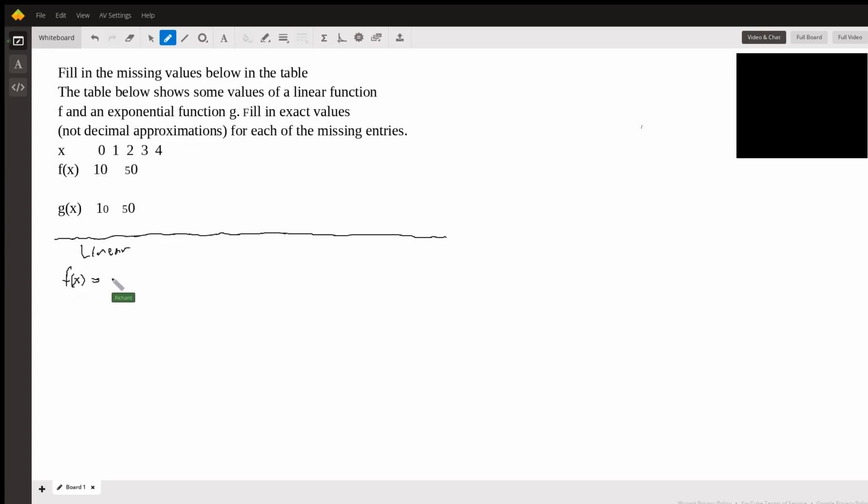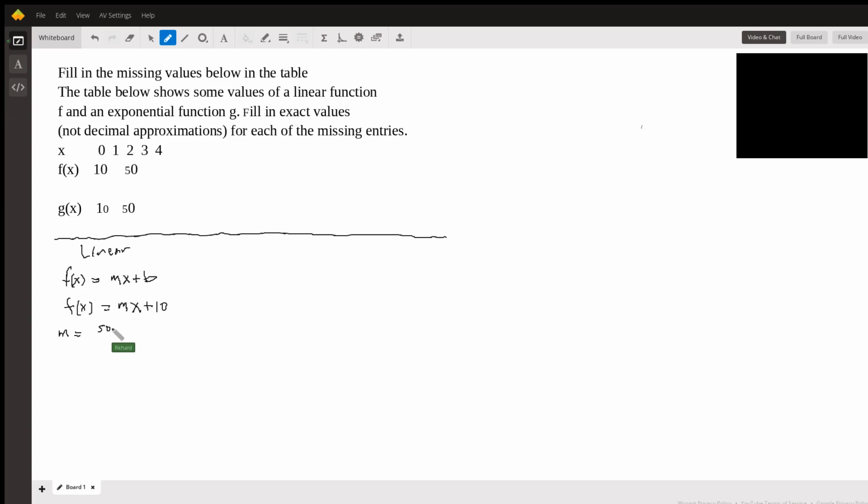well, we know that we'll put this into slope-intercept form, so it's mx plus b. We know that when x is 0, y is b. So when x is 0 up here, b is 10. So we can write f of x equals mx plus 10. And all we need now is the slope. So we'll do the slope here.